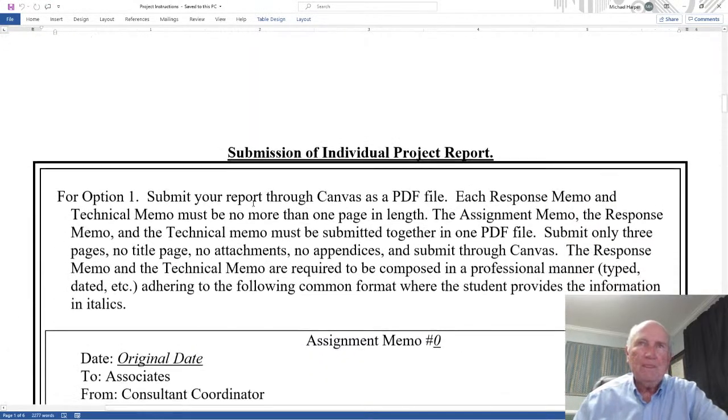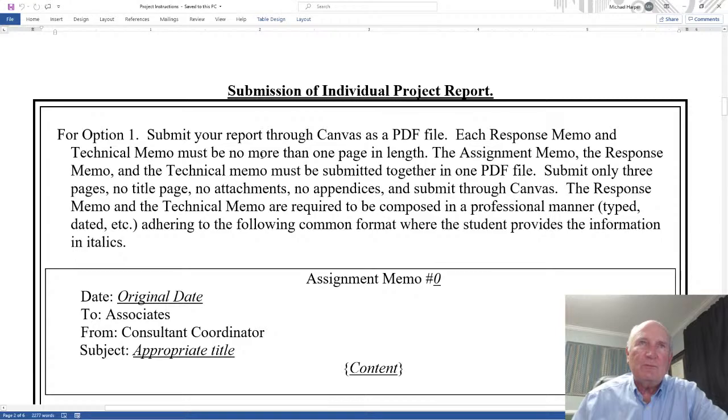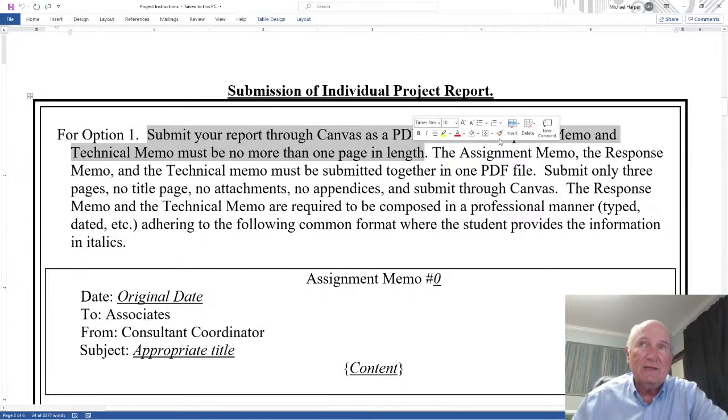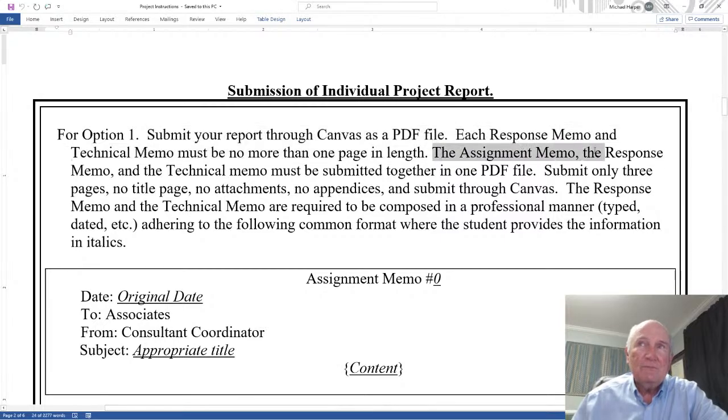Okay. Submission of individual project reports. First of all, option 1. Submit your report through Canvas. Each response memo and technical memo must be no more than 1 page in length. The assignment memo, the response memo, and the technical memo must be submitted together in 1 PDF file. Submit only 3 pages, no title page, no attachments, no appendices, and submit through Canvas.